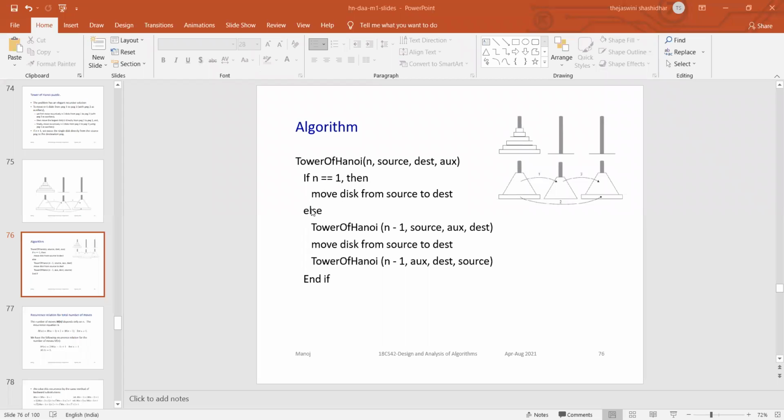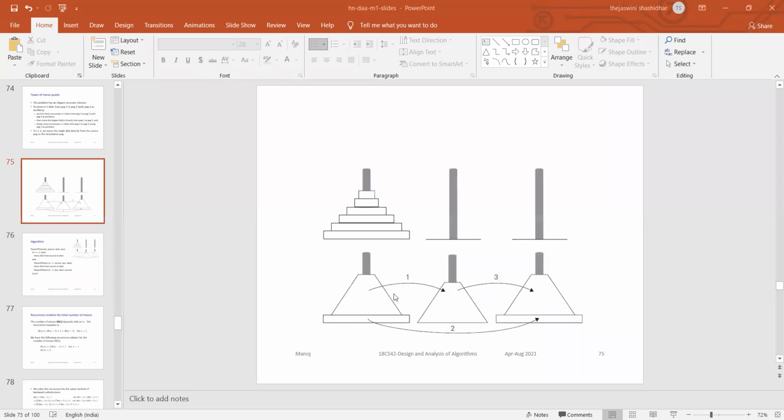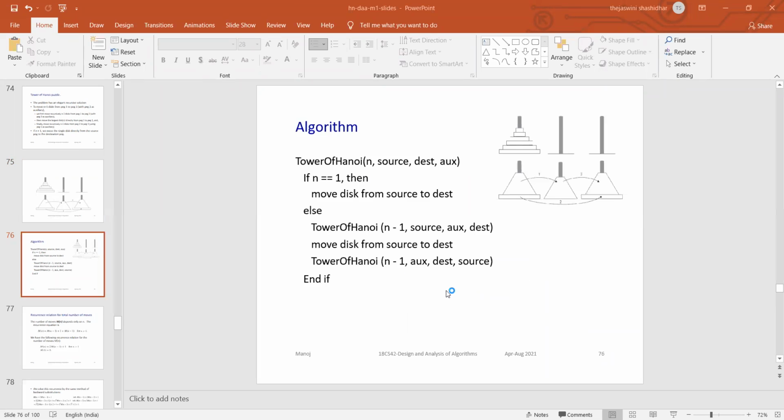So take the example 3 only. So first you move from where to where? So first step you are moving from source to auxiliary. So that's why you are moving n minus 1 disk, first step, n minus 1 disk from source to auxiliary. Okay, so that's why these two are important.